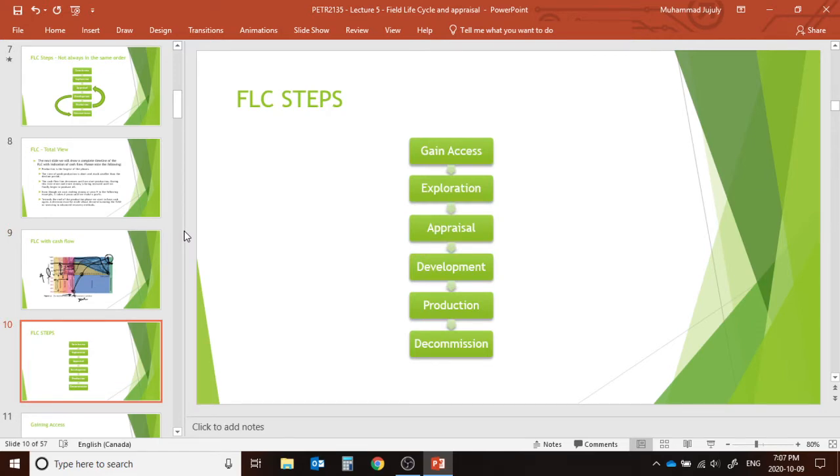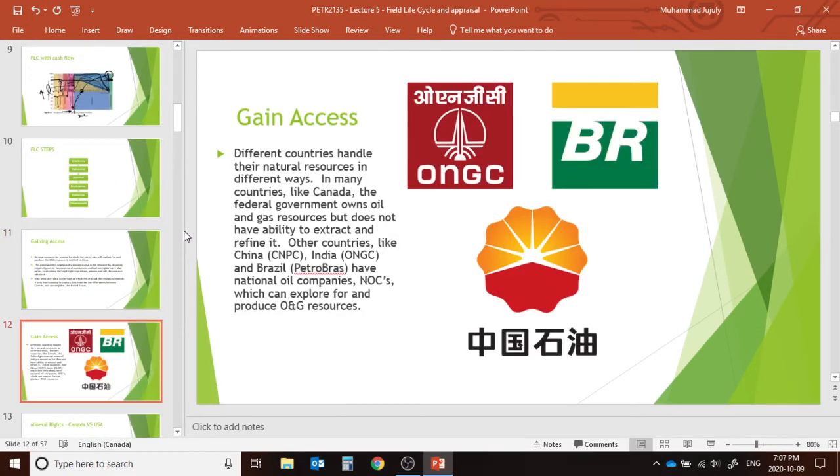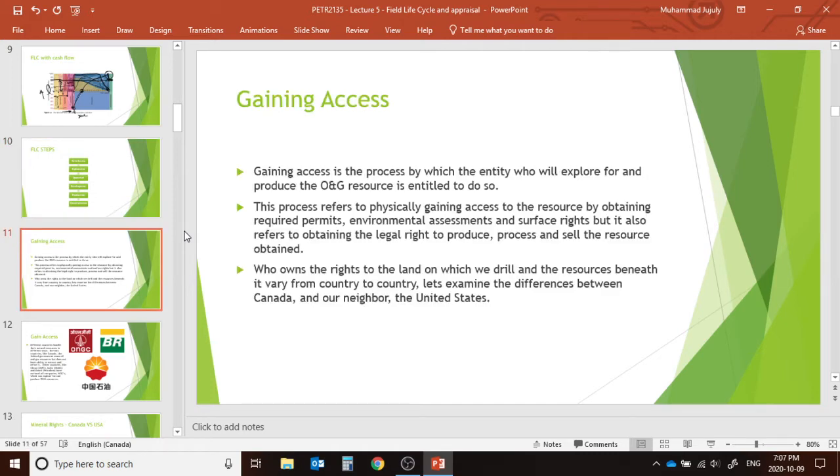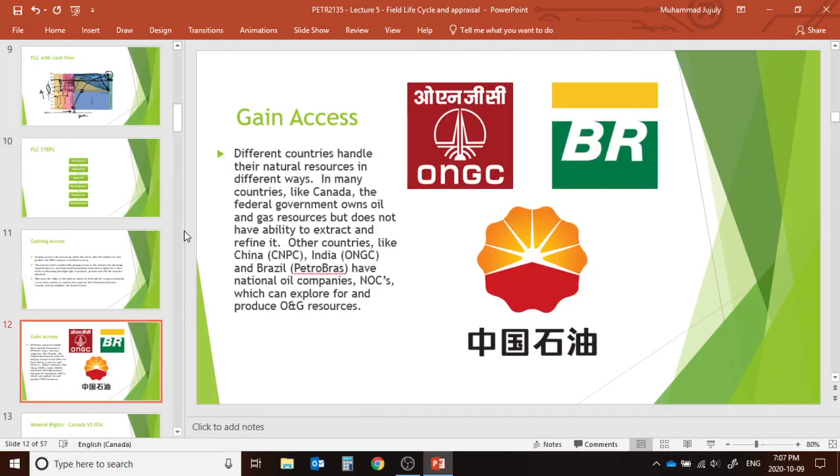So as we said, these are the steps, and there's some explanation of what the steps are. For instance, how you gain access, we already have explained that. So these are the NOCs as we explained. For instance, Petrobras is for Brazil, ONGC is for India, CNPC for China, and Saudi Aramco for Saudi Arabia.